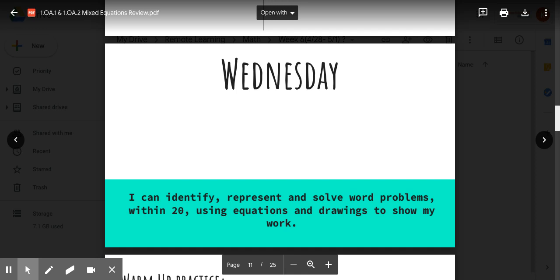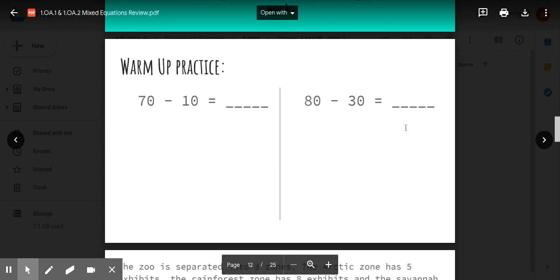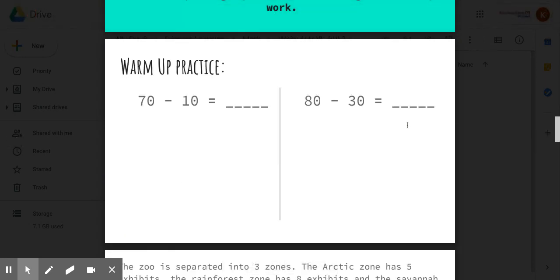Let's go ahead and get started by reading our I can statement together. I can identify, represent, and solve word problems with N20 using equations and drawings to show my work. But before we begin with that, we are going to start by doing a little warm-up. Our warm-up for today is 70 minus 10 and 80 minus 30.